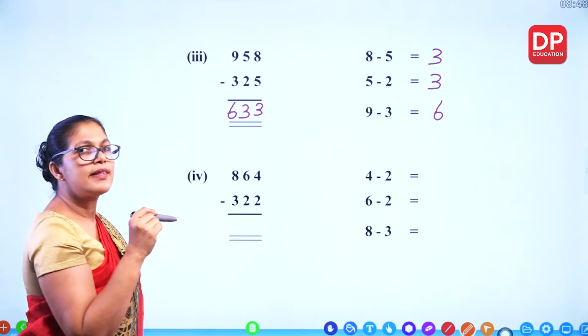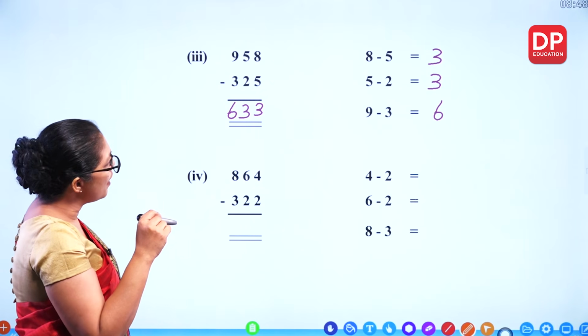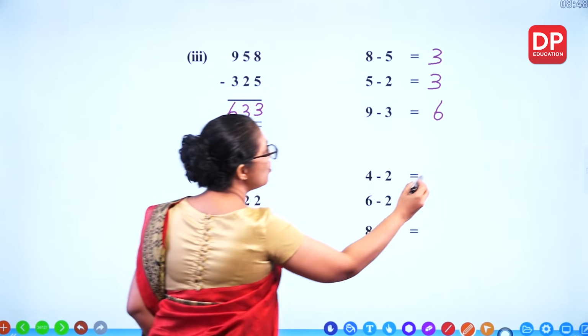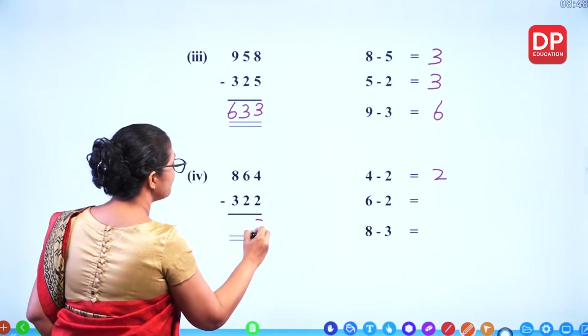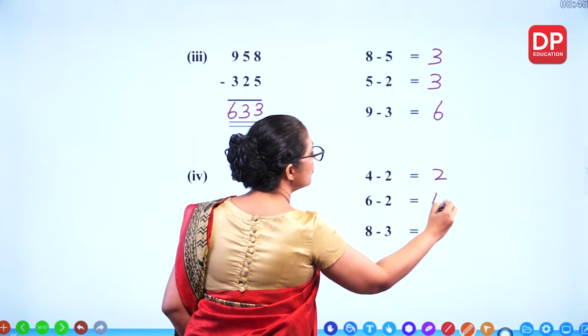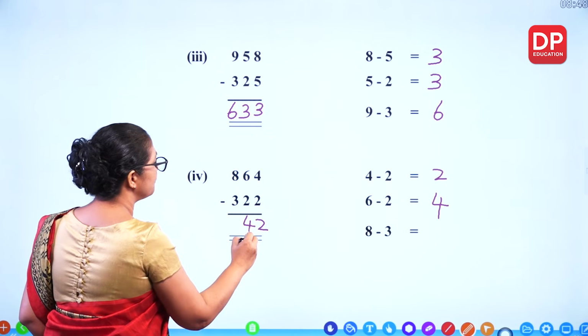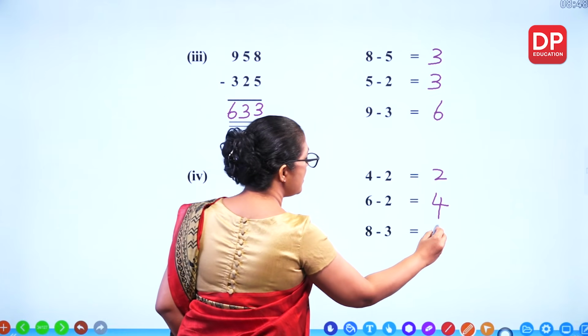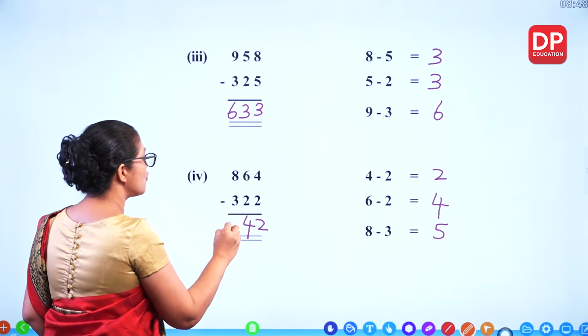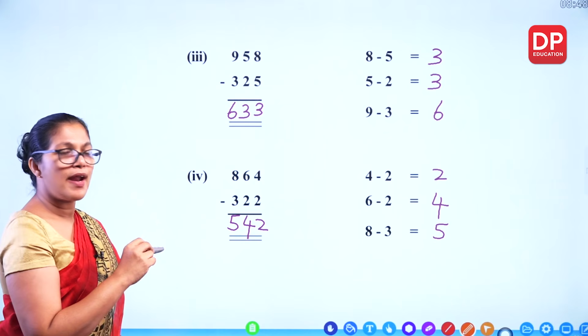So 633. This one: 4 minus 2, you get 2. 6 minus 2, that's 4. And 8 minus 3, you get 5. So you write 5 here, 542.